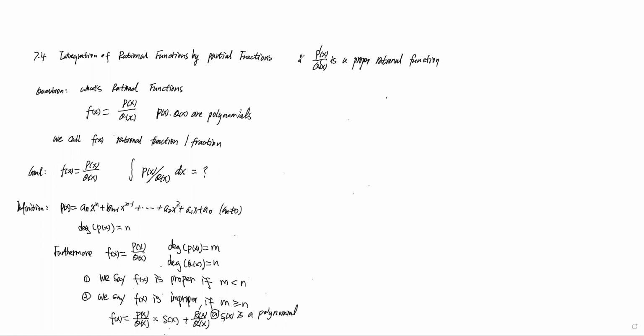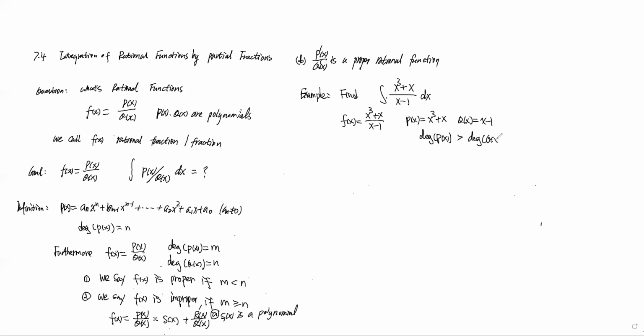Our next step is, let me give you some examples. The first example is to find the antiderivative of x cubed plus x over x minus 1, dx. First, let f(x) be x cubed plus x over x minus 1. So p(x) is x cubed plus x, and q(x) is x minus 1. The degree of p(x) is 3, which is greater than the degree of q(x), so this is improper.